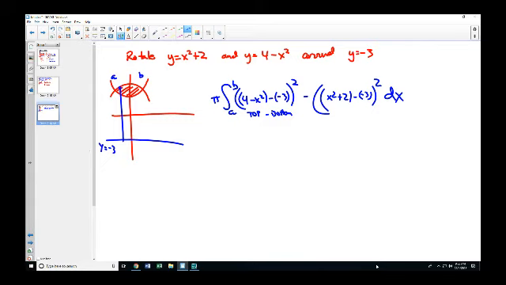So again, outer radius minus inner radius, you just have to figure out what that radius is. Okay. What are A and B? How would you figure these out? The intersection of the two graphs. Yeah, those would be the two functions.